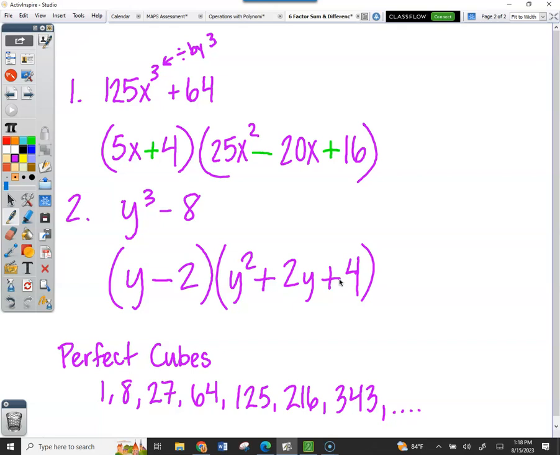Read number 3 to me, because I forgot it. X cubed plus 64. Okay, read 4. 8 cubed. Oh yeah, you can do this. Where'd you get 8x? It's not. It's 8 cubed. Even easier.